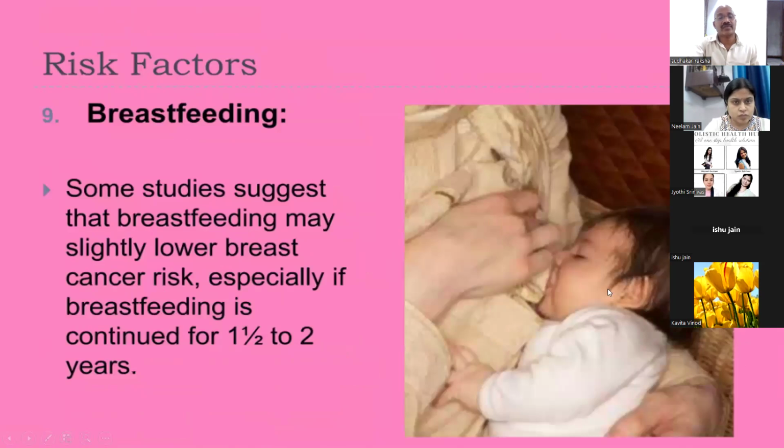Breastfeeding is a protective factor for breast carcinoma. Breastfeeding for more than 1.5 years or 2 years is a protective factor. Not only that, the milk given in the first 1 hour after birth is good. It has more colostrum, which is rich in immunoglobulins. It is a protective factor for the child as well, and good nutrition for the child. So breastfeeding should be encouraged in all ways.